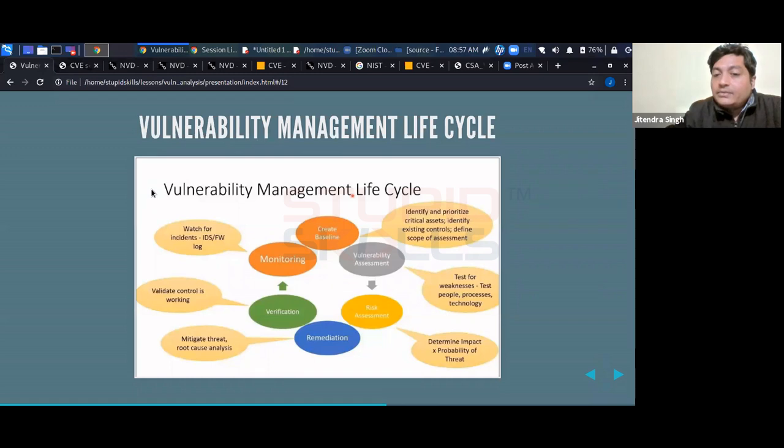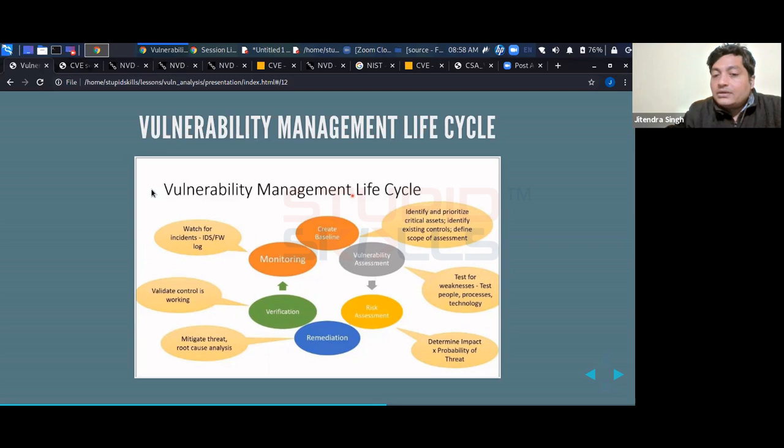After that, vulnerability assessment is done. You go and test those weaknesses that were listed. It's not only technology with the help of tools that you would assess, but also the people, the weakest link in the security chain, and the processes. It's the way a particular business is performed; that particular process is also tested.